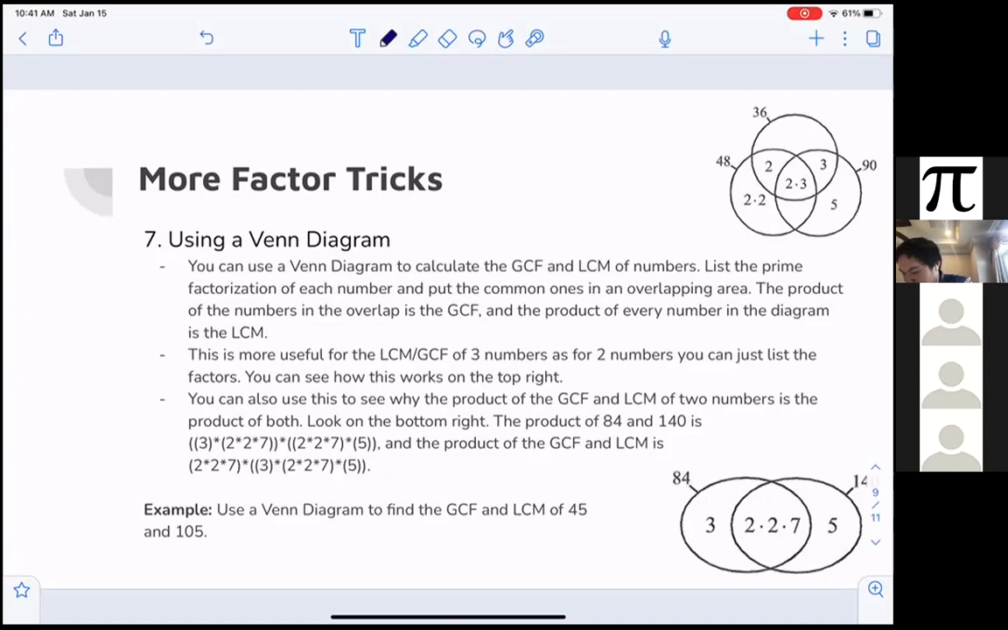You can also use this to see why the product of the GCF and LCM of 2 numbers is the product of both. If you look on the bottom right, the product of 84 and 140 is 3 times 2 times 2 times 7 times 2 times 2 times 7 times 5. So the LCM would be all of this stuff right here. The GCF would just be this circle, 2 times 2 times 7. The product counts this part twice and these parts once, which is exactly what you get when you multiply the LCM and GCF. So this is an interesting way of visualizing it, I'd say.